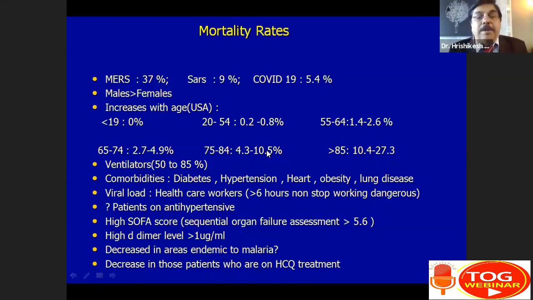Viral load is very important, and that's why healthcare workers, our children, our friends, our colleagues, younger people who are in touch with these patients should not go more than 6 hours at a time. If you exceed the 6-hour limit of being in touch with a very sick patient, you will start having a lot of viral load that can cause a higher incidence of sickness and mortality in you. A high SOFA score or a D dimer level of more than 1 microgram per ml can also increase the chances of mortality.